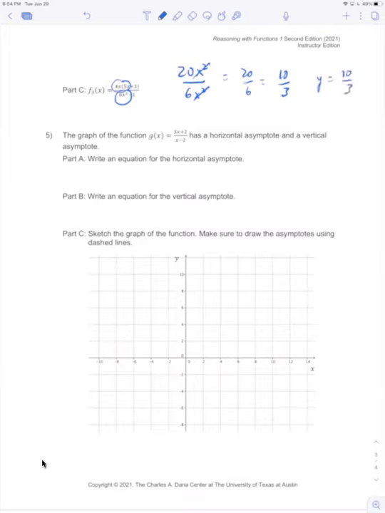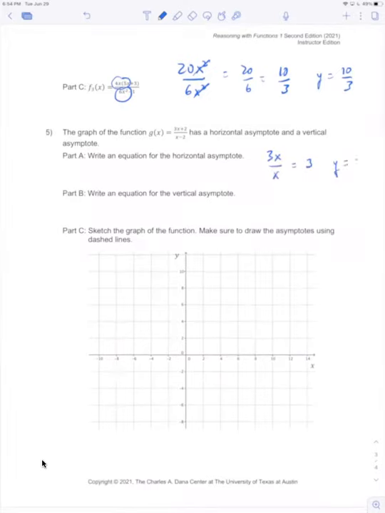Part 5 says the graph of the function g of x has a horizontal asymptote and a vertical asymptote. Write an equation for the horizontal asymptote. So for the horizontal asymptote, we'll take the leading term over the leading term. The x's cancel, and we're left with 3. So that's y is equal to 3. Part B says write an equation for the vertical asymptote. So I look at the denominator, x minus 2 equals 0, so we get x equals 2, which is the vertical asymptote.